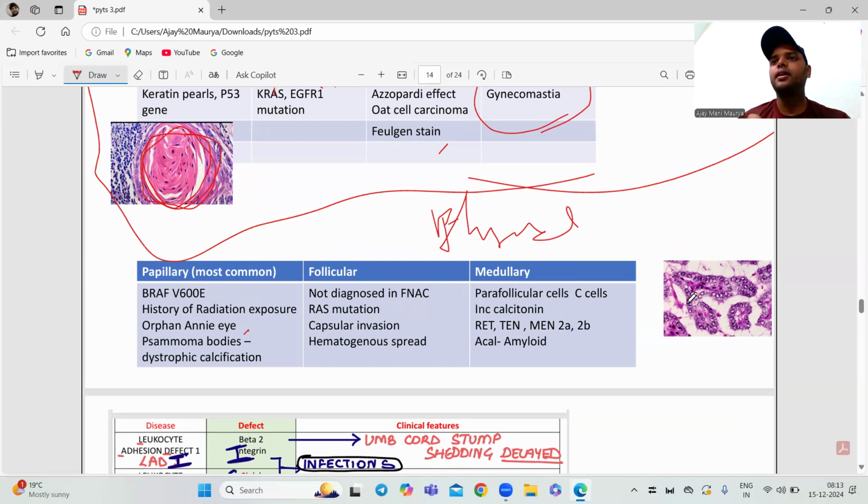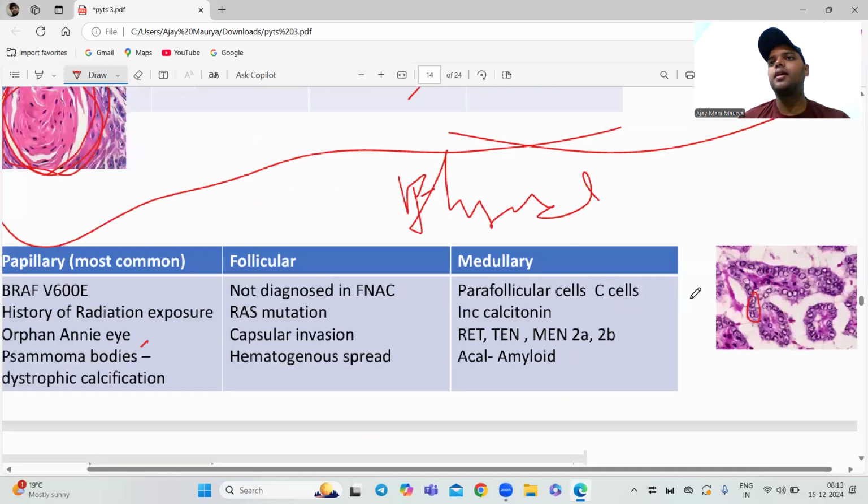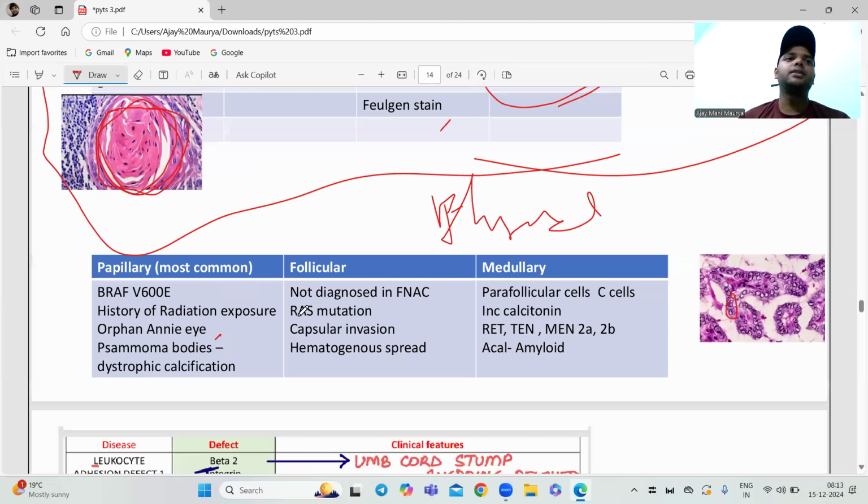So you can see the cotton or Orphan Annie type nuclei. There are psammoma bodies. I think everyone knows in what condition you will see psammoma bodies with the PCM score: papillary. Just remember the PCM score. There is dystrophic calcification. Psammoma bodies are dystrophic calcification.